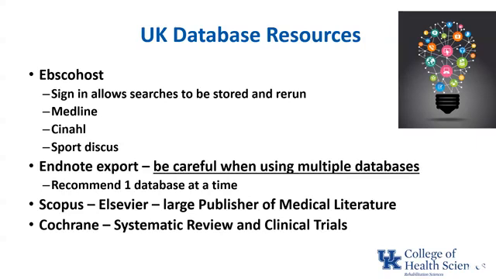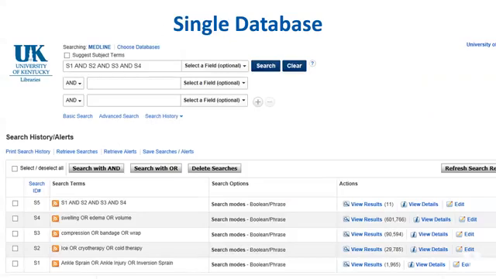Scopus and Cochrane are other databases. Scopus is a part of Elsevier, which is probably one of the largest publishers of medical literature. So it references a lot of their journal articles, which might or might not be duplicated in some of the other databases, but it captures quite a bit of medical literature. And Cochrane, which is an organization for systematic reviews and clinical trials, is yet another search strategy you can use to try to get information as you go through those databases.